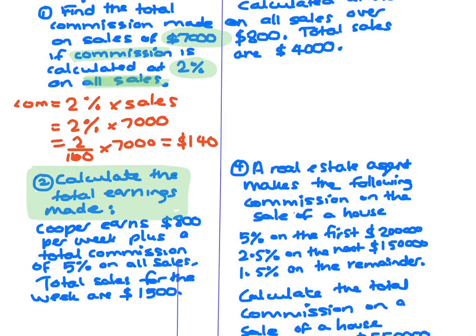Okay, so let's have a look at the next one. Calculate the total earnings made. Cooper earns $800, so that's $800 regardless of the commission per week, plus, and that's quite important, a total commission of 5% on all of the sales. Total sales for the week are 1,500. So you're going to earn the 800 regardless of the sales, and then 5% of the sales.